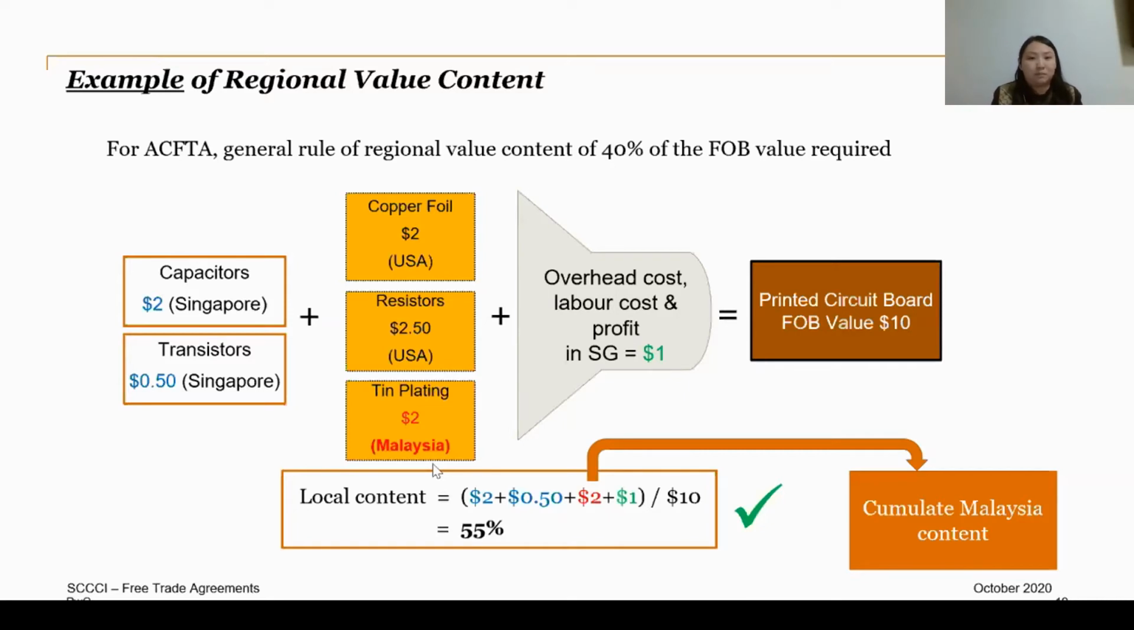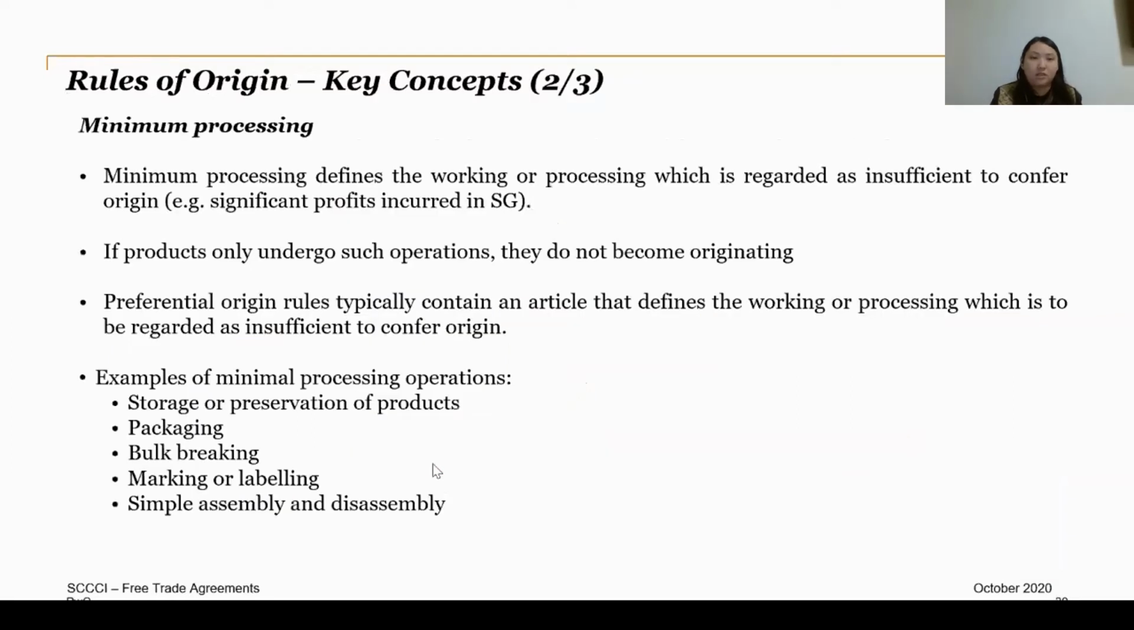Where I really see it being very important is the ASEAN agreements. Then all your ASEAN materials can be accumulated as if they were all made in Singapore. So that's regional value content accumulation.